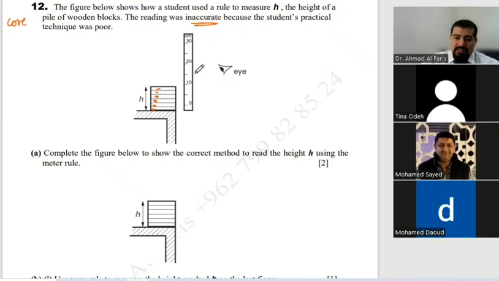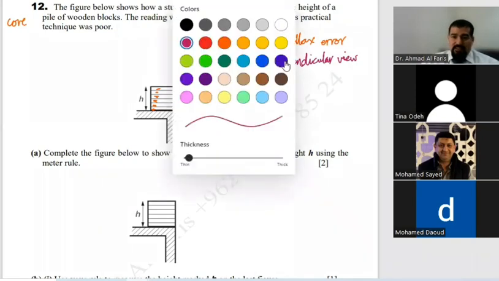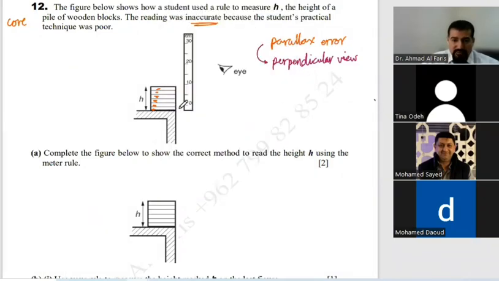So here we have a lot of mistakes. One of the mistakes here is that my sight is not perpendicular to the view. That's called parallax error. How to solve this parallax error? I need to have a perpendicular view. To have the perpendicular view, that means I have to be perpendicular to the ruler. And there's another mistake in this question: here it didn't start from 0. So we also have zero error. We have to solve this problem by starting from 0.